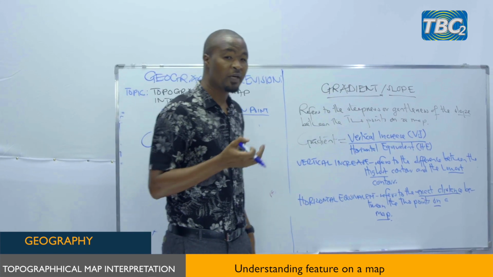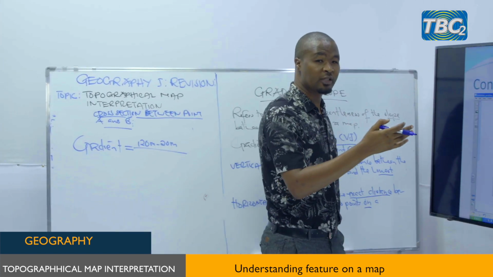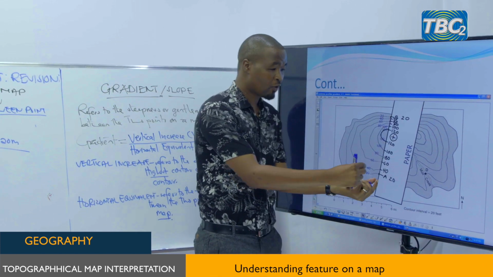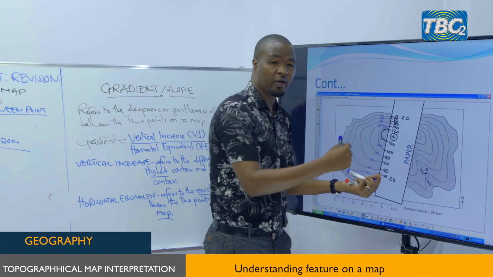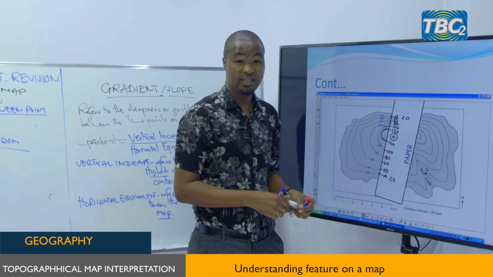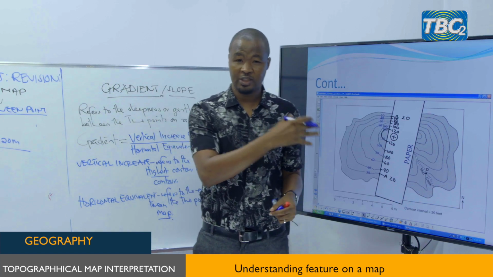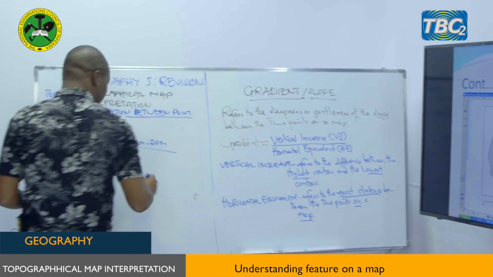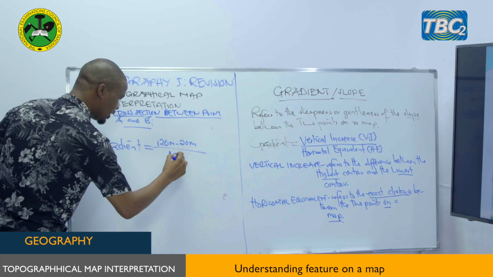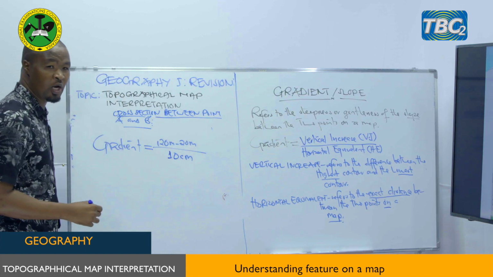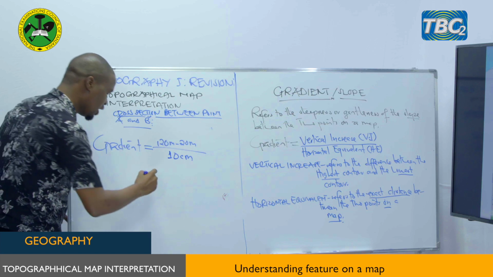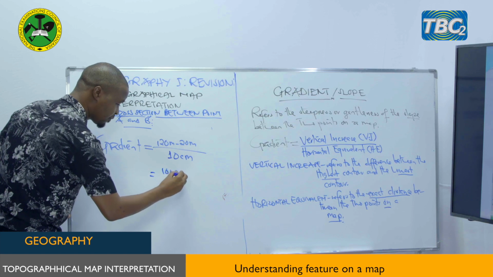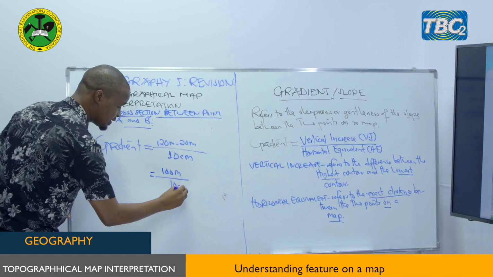So if you take your ruler, this is point A and this is point B, you can measure the distance between the 2 points. Let's assume the distance between these 2 points is 10 centimeters. Then the horizontal equivalent is equal to 10 centimeters. So how are we going to calculate the gradient? We'll have to take 120 meters minus 20 meters, which is equal to 100 meters, divided by 10 centimeters.